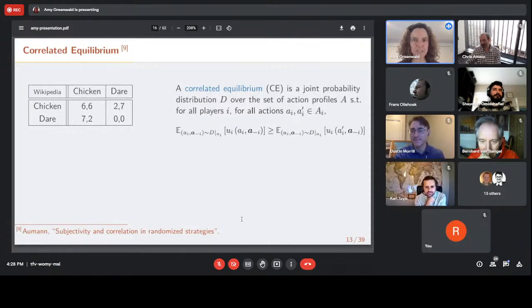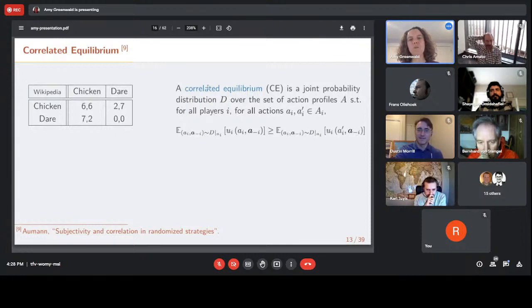So let's make sure everyone knows what a correlated equilibrium is. A correlated equilibrium is a joint distribution over the set of action profiles. That means that it will put probability on these various cells. So it could be, for example, a quarter probability down here and a half probability up here and a quarter probability over here and no probability on dare, for example. So that's a joint distribution over action profiles.